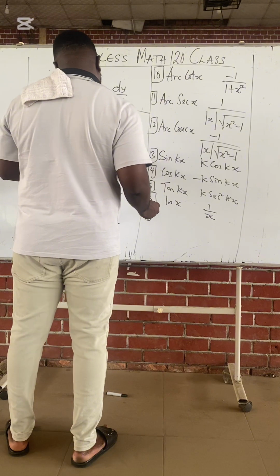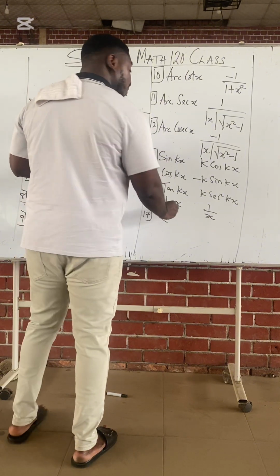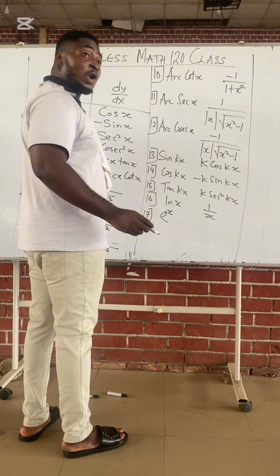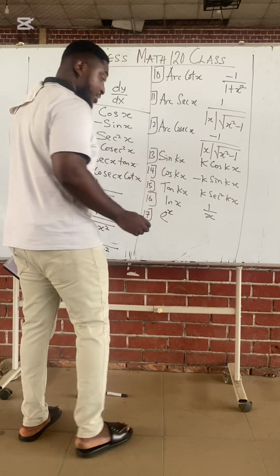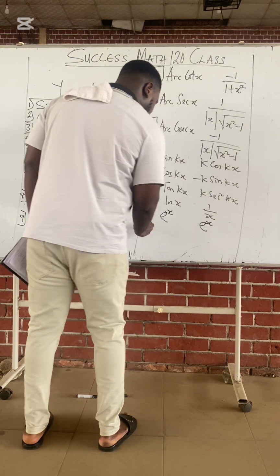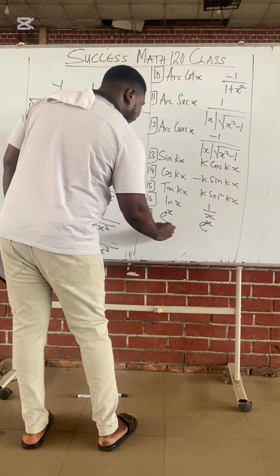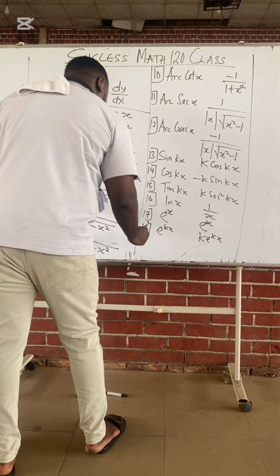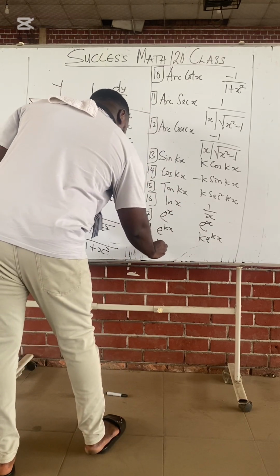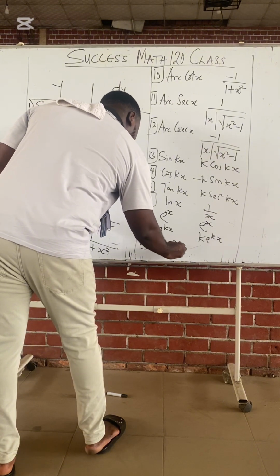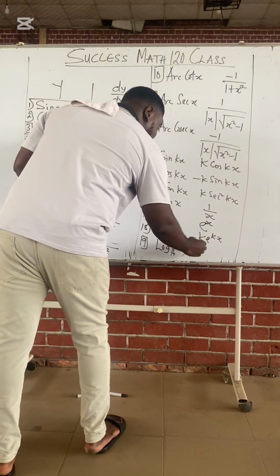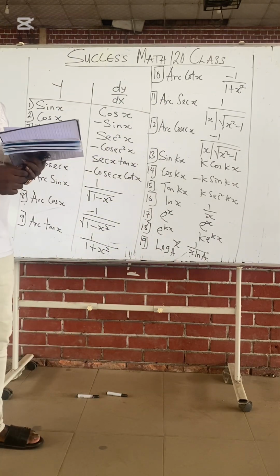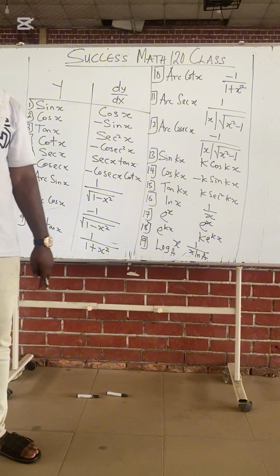Seventeen. Yes, there's cot here. e raised to x is e raised to x. Eighteen, e raised to power kx is k times e raised to power kx. Nineteen, log x base a is 1 all over x ln a.